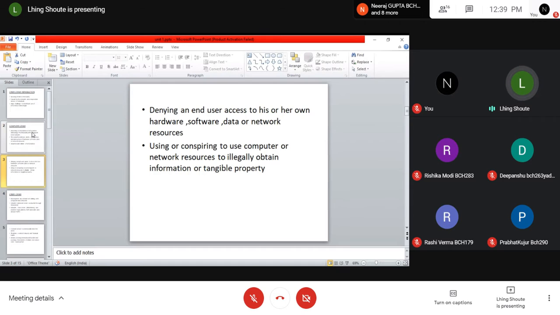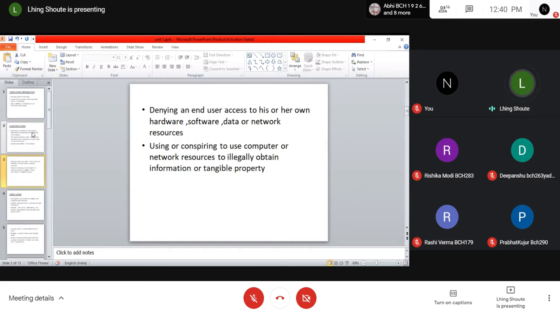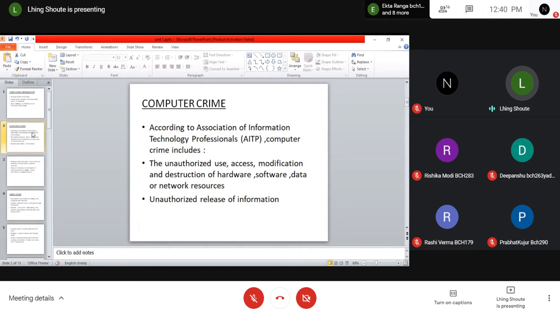So if you are being denied access to your own account, maybe your data, maybe your financial account, everything relating to your own data, or you are locked out of your own system, it is also a computer crime. Okay, so unauthorized use, unauthorized access, unauthorized release of your information, all these things will amount to computer crime.